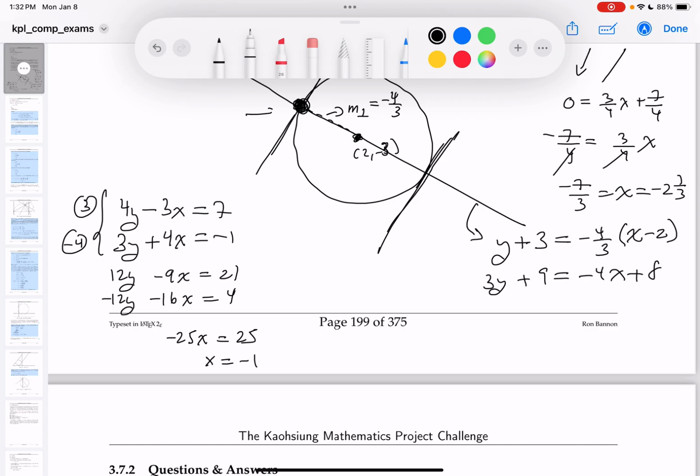All right? So let me put this over here. This is a point. I get minus 1. I don't know the y yet, so I'm going to plug it in. Well, you plug it in wherever you like. I'm going to plug it in over here. And what do you get there? You get 4y plus 3 is equal to 7. 4y is equal to 4. y is equal to 1.